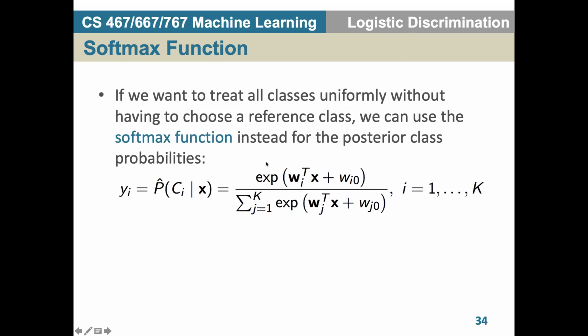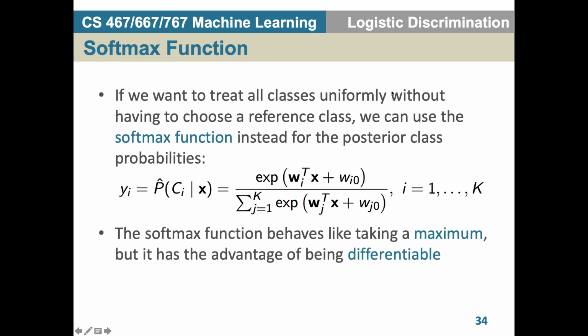We can take the max of all the scores, but that will make it, again, not differentiable. We want to be able to take derivatives. So the softmax function behaves like a max, but it has the advantage that we can take derivatives. Any questions?